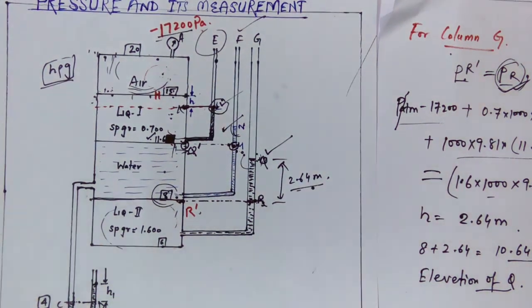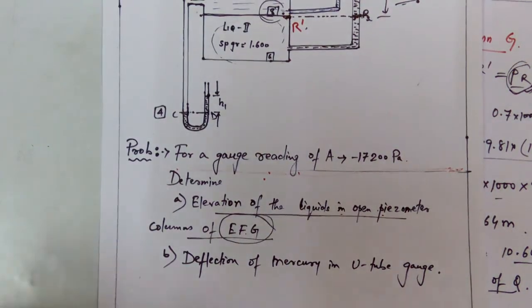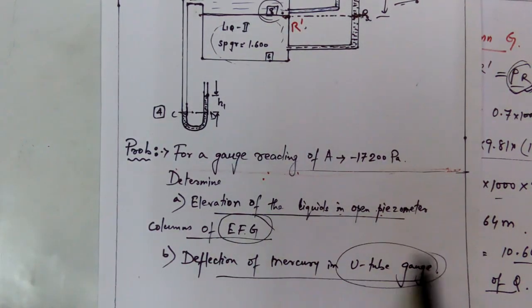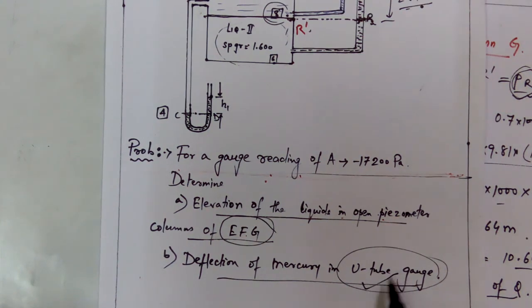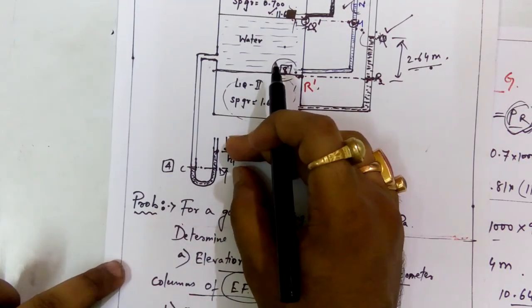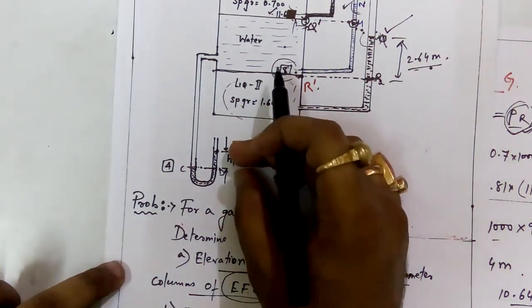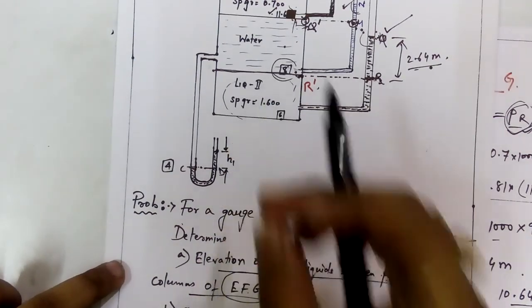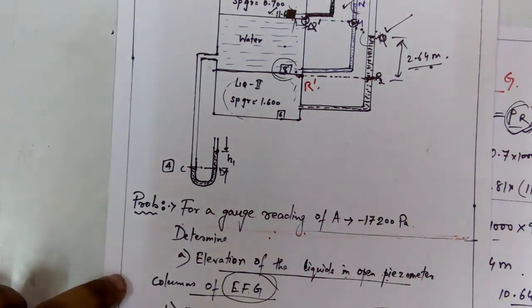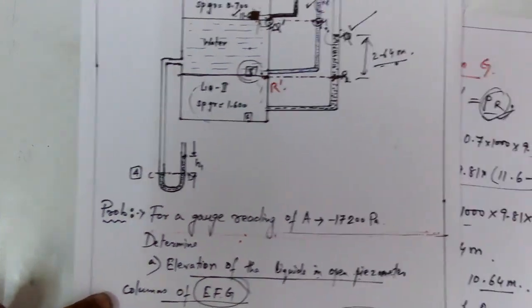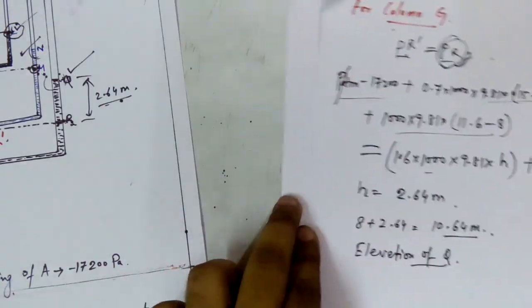The last thing that we need to find out is the deflection of mercury in this U-tube gauge. What is the deflection of mercury? This deflection is H1. We need to find out this H1. How much is its deflection? We need to find out this one. It is very simple.